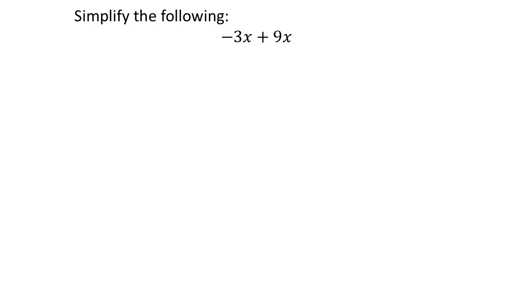Sorry, these two are like terms because they have the same letter, x, and the same exponent for the x, which is not shown. So in this case, all we're really doing is we're taking negative 3 plus 9, and that is our new coefficient of the simplified expression with x. Negative 3 plus 9 is positive 6. That is fully simplified right there.